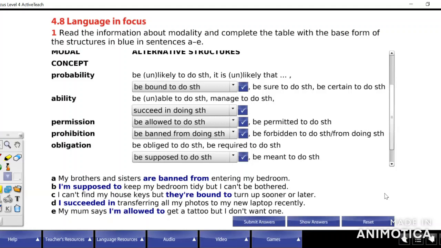And in this case, we have be forms, which, like I said, sometimes can also be active sentences, depending on what is going on. So look at, for instance, yes, my mom says I'm allowed to get a tattoo. You could also say, my mom allowed me to get a tattoo.